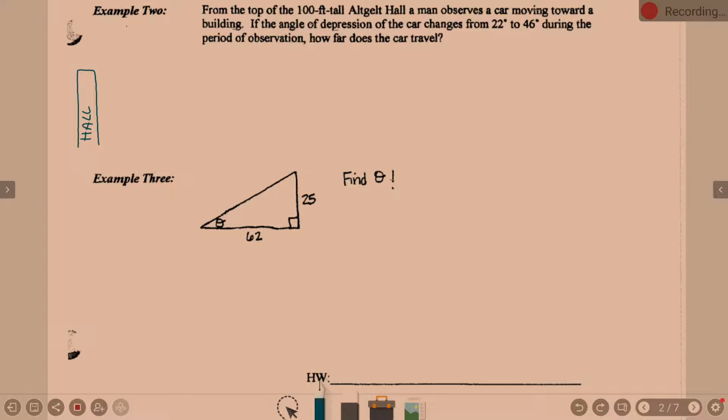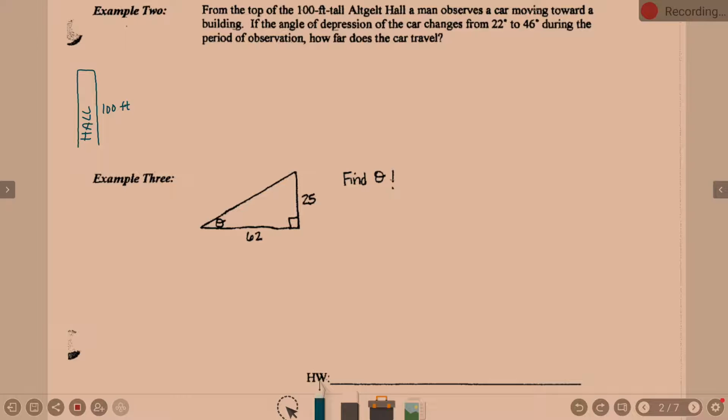I know my hall, my Altgett Hall, is 100 feet tall. I've got a man standing on the top of the building. And here's the deal. He's observing a car, and it's moving toward the building.